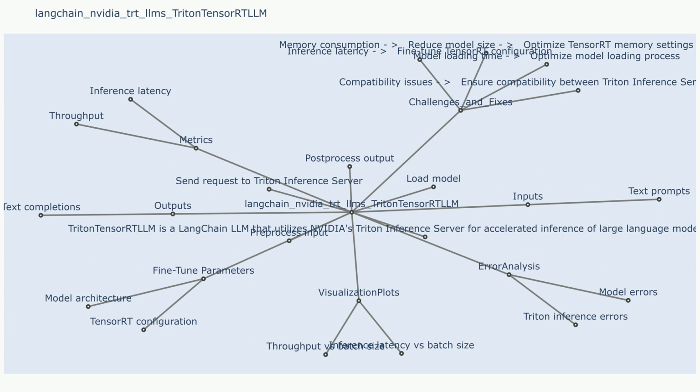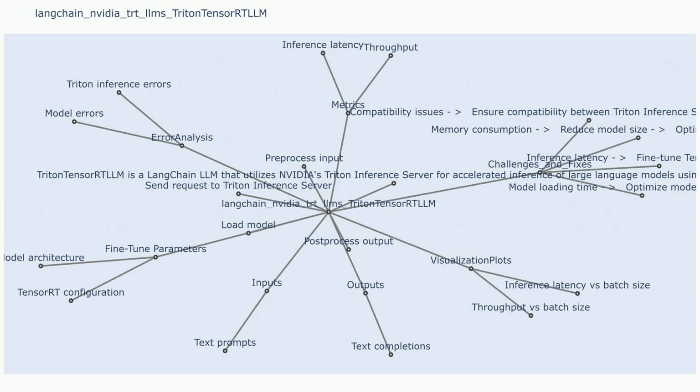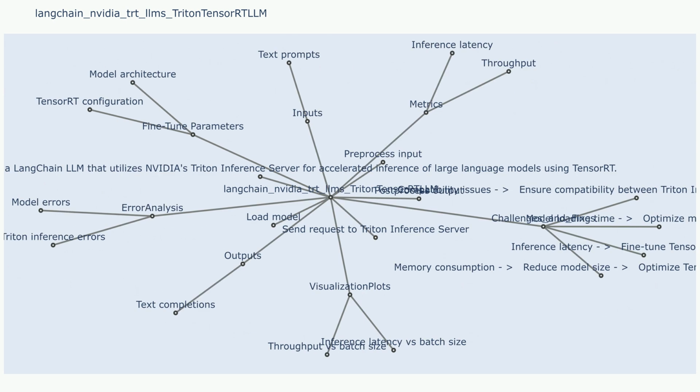Step 2. Send the processed prompt to the Triton inference server, which uses TensorRT to accelerate the model inference. Step 3. Retrieve the generated response from the server and post-process it, if necessary. Metrics. Metric 1. Inference latency, measuring the time taken to process a single prompt. Metric 2. Inference throughput, indicating the number of prompts processed per second.